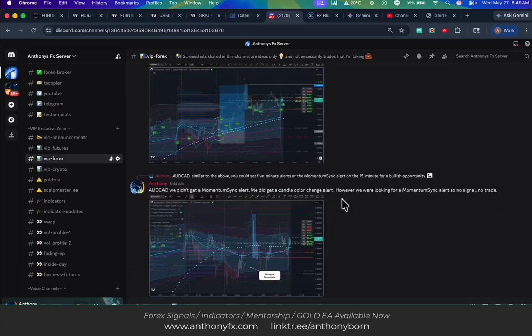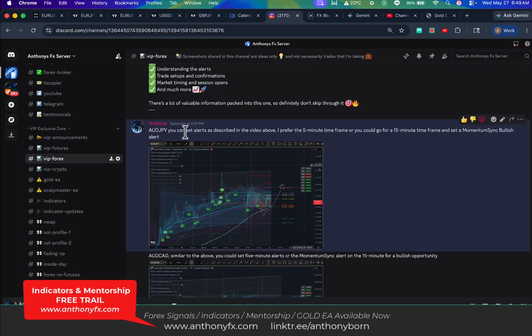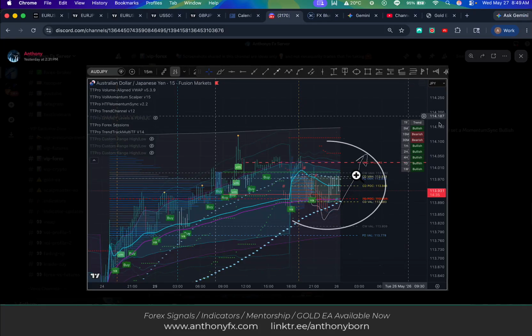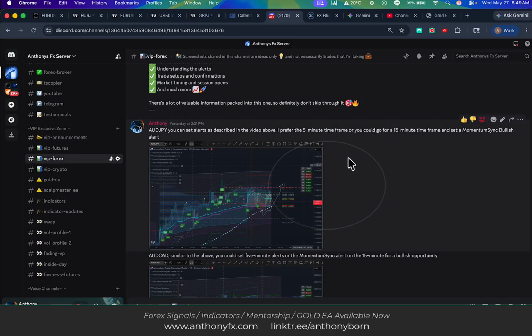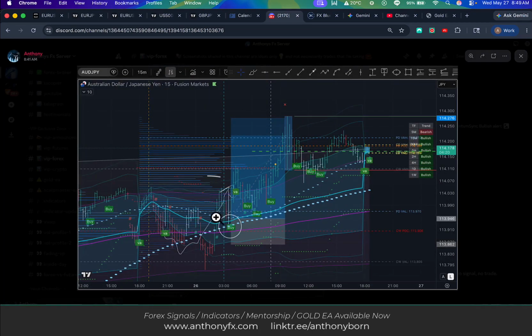Then we had Aussie Yen, which was quite a good one. Set the alerts described in the video above. I like the 5-minute, but you could go for a 15, set a momentum sync and bullish alert. So that was the idea, set up a momentum alert. All you've got to do is set the alert, and the Aussie Yen was a really nice outcome. You set the alert, it goes off, you take the trade at the alert, stop under.